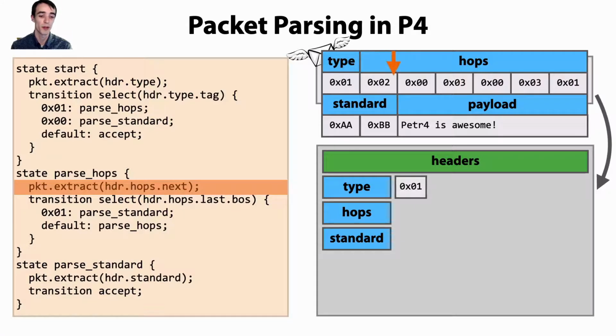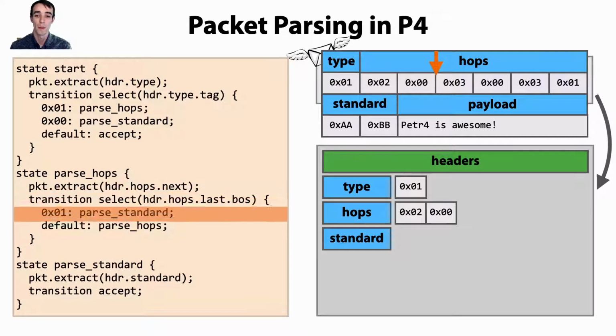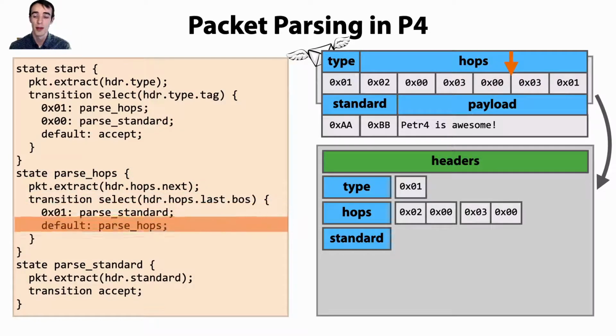So you can see that the parser continues parsing. It parses the first one, it's 0, it keeps going. Parses the second one, it's 0, it keeps going. And finally, it parses the last one, where the bottom of stack marker is 1.